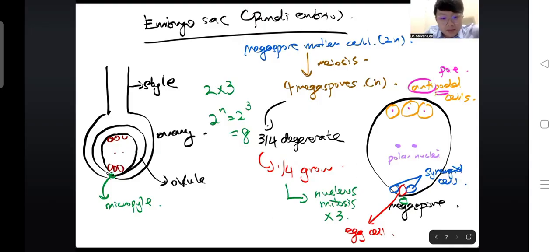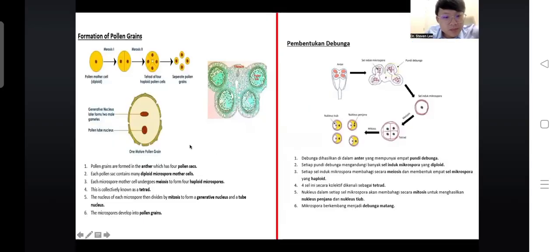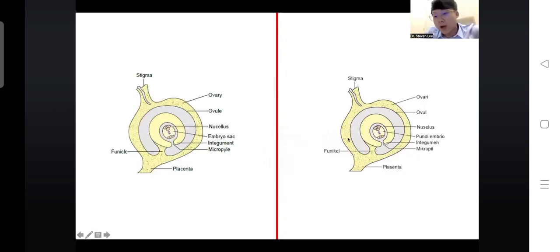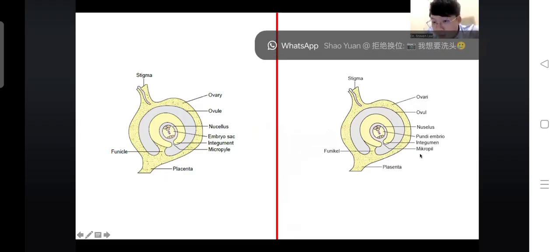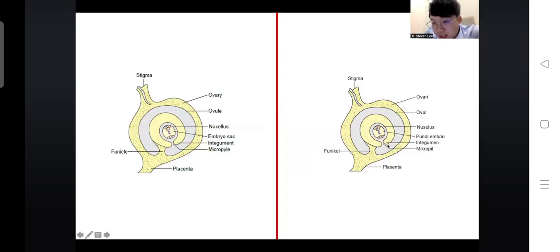Let us have a look at the essay. Okay, so this is just basically a picture showing you. So the important structure is this thing called micropyle. Can you see the micropyle? Micropyle basically is a lubang, okay, in the ovule. This is the ovule. You can see there's a lubang that connects inside. This is the micropyle. It's quite important for you to know.